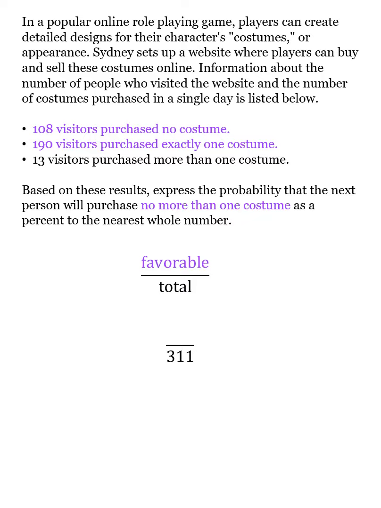So when they say the probability that they purchase no more than one costume, that includes, look at the purple in the middle, that includes both 108 visitors or 190. Imagine it as if they had said, what is the chance that a visitor bought either no costume or exactly one? It would really be the same question. So to get my favorable, I added 108 plus 190. That gave me a 298 favorable.